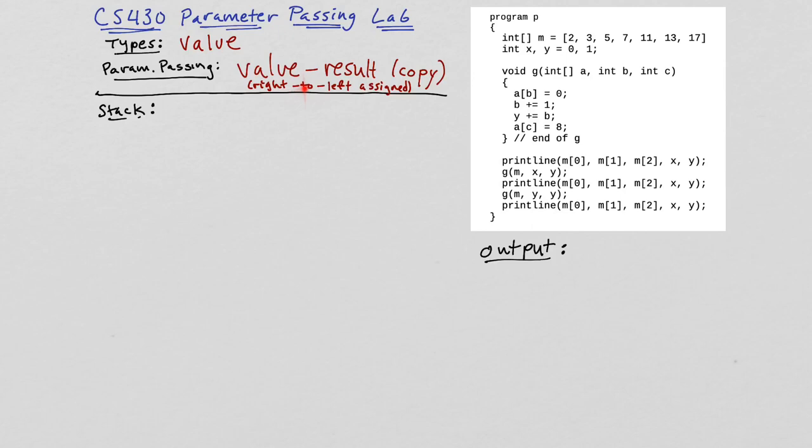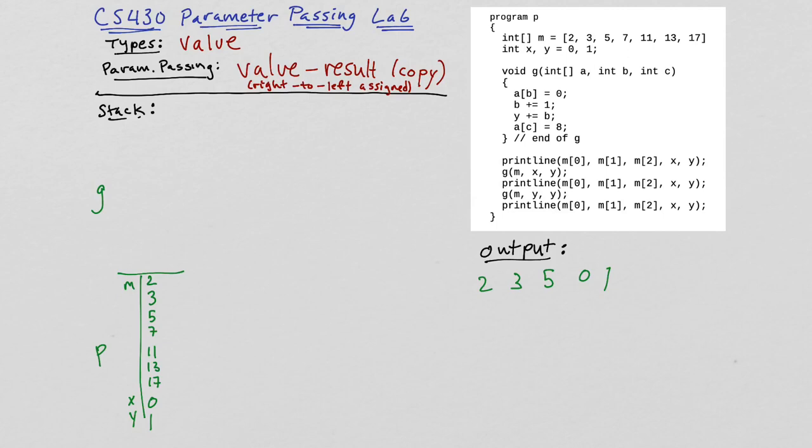Okay, so now let's run this thing. All right, so again, we start with the stack frame for P. We have the array M: 2, 3, 5, 7, 11, 13, 17. We have X, which is 0, and Y, which is 1. And now first we're going to print this 2, 3, 5, 0, 1. And then we're going to call G.